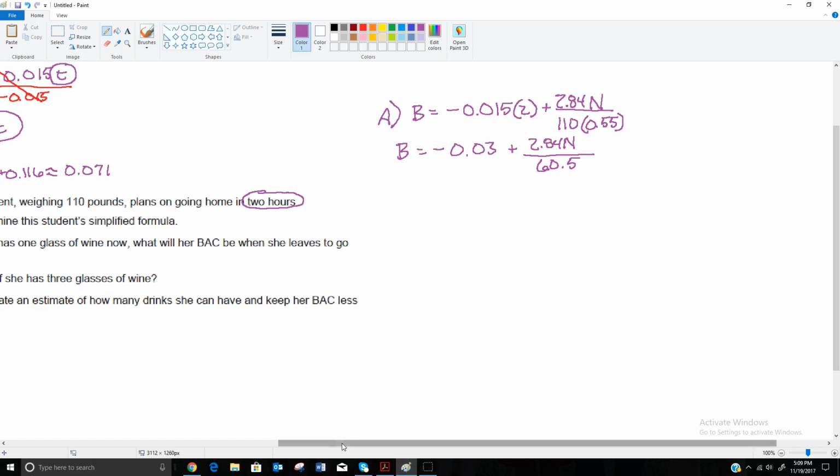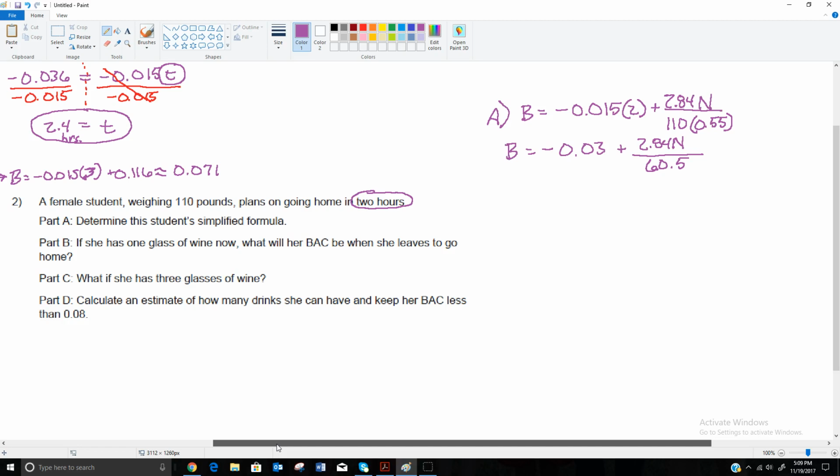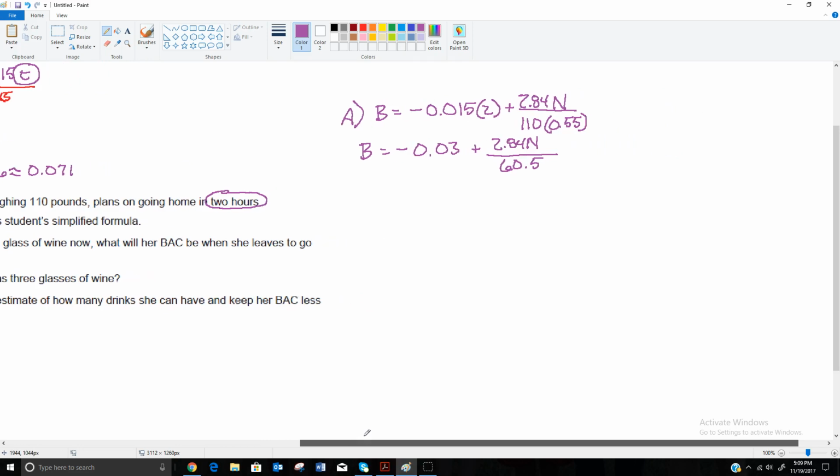So now it says for this student, if she has 1 glass of wine now, what will her blood alcohol content be when she leaves to go home? So if she's going to stay, remember, she's staying for 2 hours. So her scenario is a little bit different. She knows I need to leave at this certain time, and we're trying to figure out what different number of drinks would do based on leaving after 2 hours. So for B, we're going to put in 1 drink. So B equals negative 0.03 plus 2.84 times 1 over 60.5.